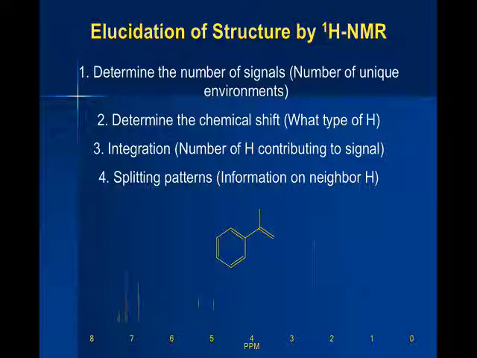So when we're trying to determine the structure by proton NMR, there's 4 things that we need to do, right? We need to determine the number of signals. We've already gone over that. We need to determine the chemical shift. We need to determine the integration. And then we need to determine splitting patterns.